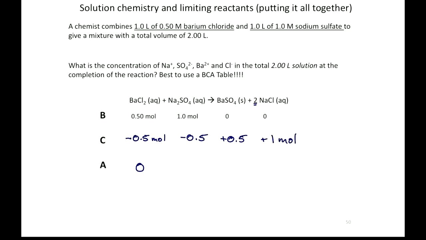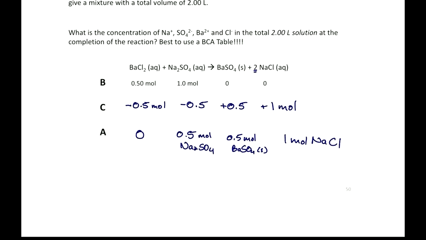And so then when we add everything, we see that afterwards there's 0 moles of barium chloride left. There's 0.5 moles of sodium sulfate. There's half a mole of barium sulfate, but note that that's a solid. And then there's 1 mole of sodium chloride. All right, and the idea here is that all of this is in 2 liters of solution because we mixed 1 liter each.